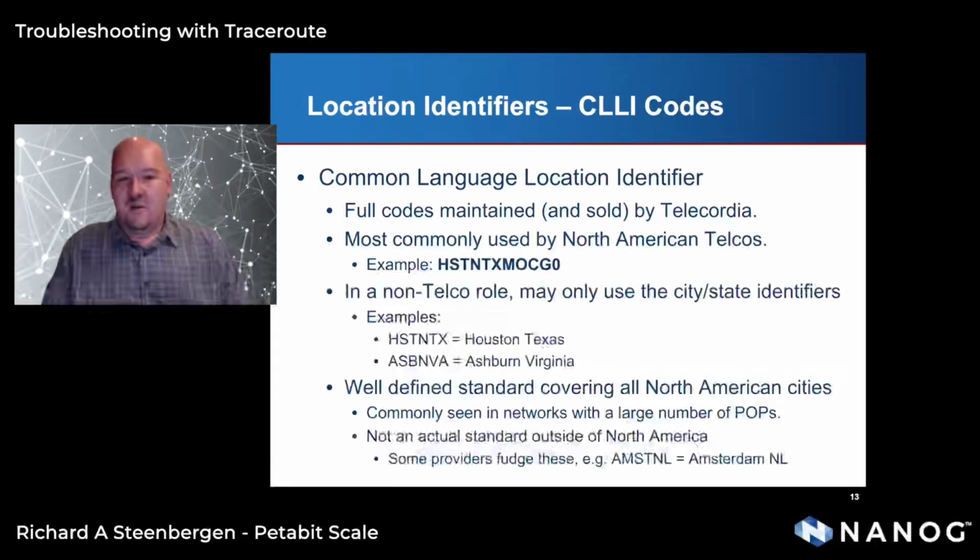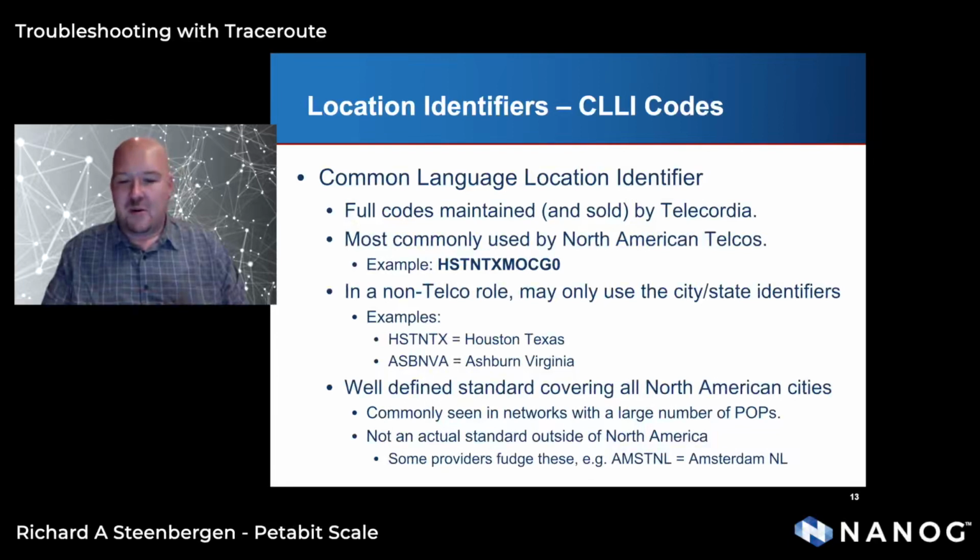CLLI codes stand for the Common Language Location Identifier. These are codes that are maintained and sold by Telcordia, and it's really for North American telcos. Here's an example of a code, and this identifies a particular CO or something along those lines. What you'll typically see in a non-telco role is you pull out just the city and state identifiers. So Houston, Texas might be HSTNTX, Ashburn, Virginia might be ASBNVA. NTT is probably the biggest notable user of this as global tier 1s go. But there's a well-defined standard for all North American cities.